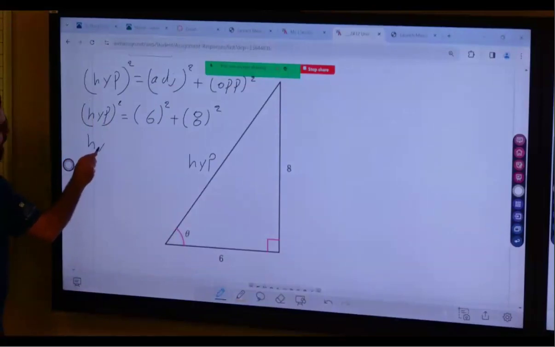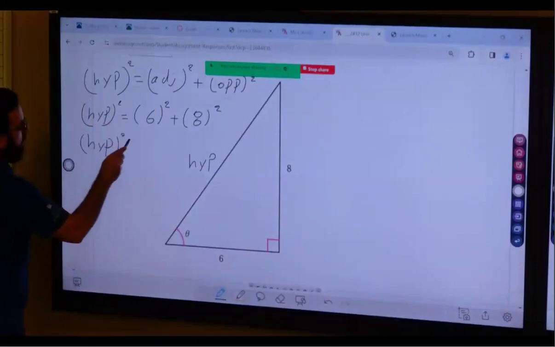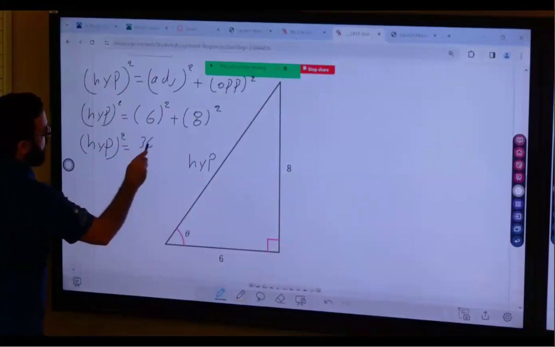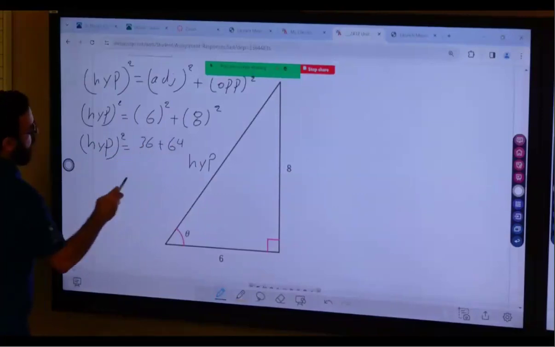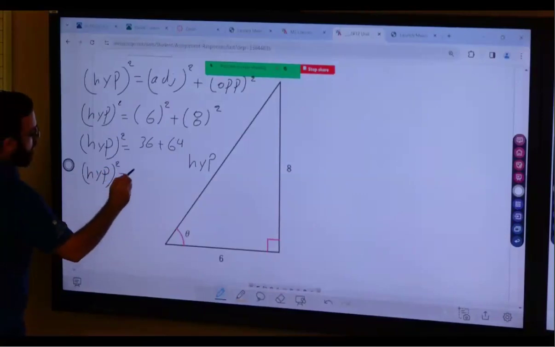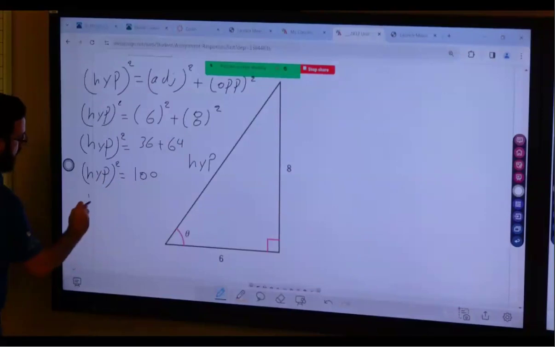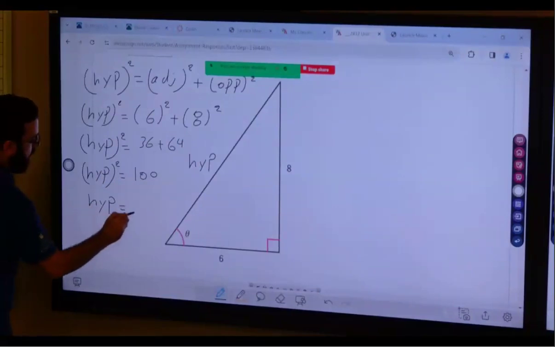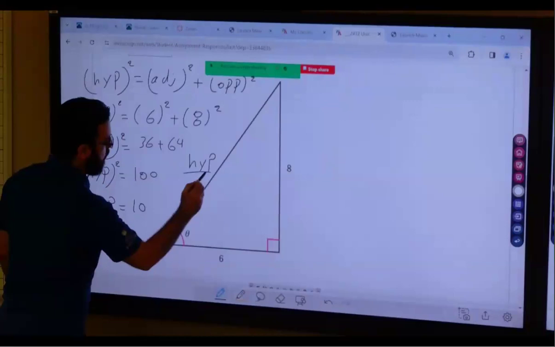So it's going to be hypotenuse squared equals 36 plus 64. What is that going to be? 100. So this side is going to be equal to what? 10, that means this one equals 10.